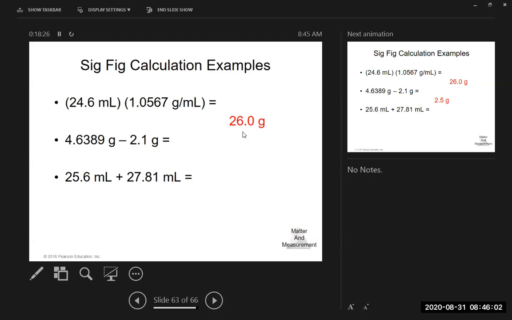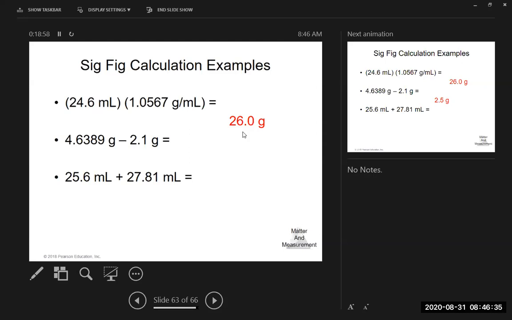So this is an example of dimensional analysis where you can imagine the question saying something like, you had 24.6 mils of some substance, and its density was this 1.0567, how many grams did you have? So we see the mils cancel, and our answer is in grams. So the answer would be 24.6 mils was equal to 26 grams.